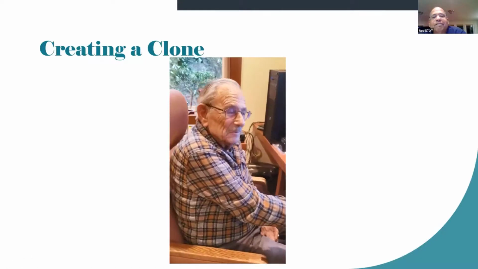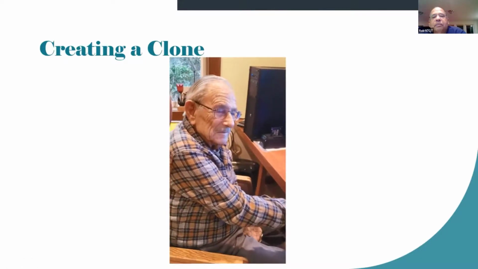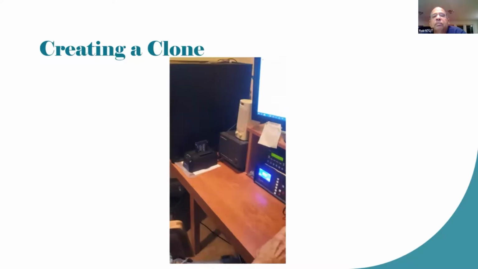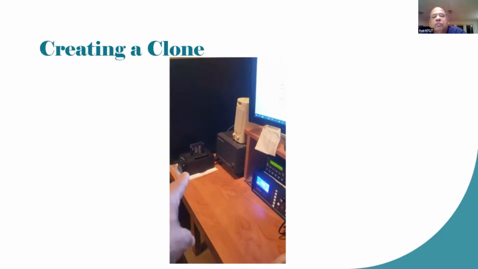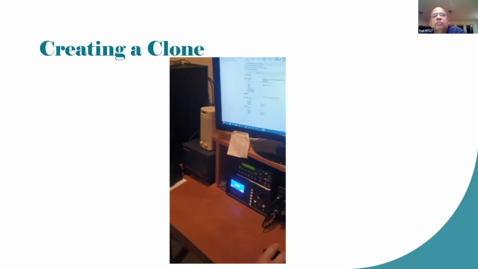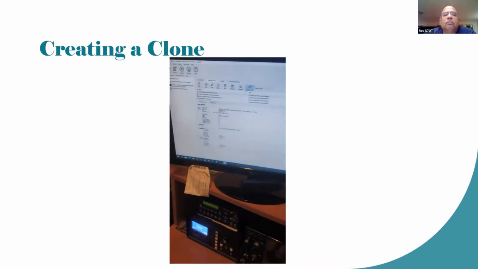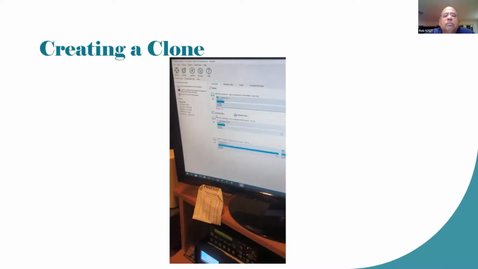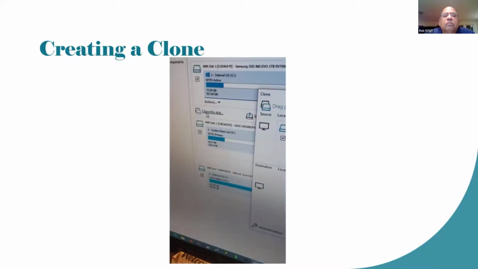Sam is going to show you guys how a clone is done. He's going to clone his operating system and then save it to the SSD drive that you see over in the distance there. So let's get started, Sam. Let's go to local disk, select your C drive, and say clone. And so there's the clone button right there.